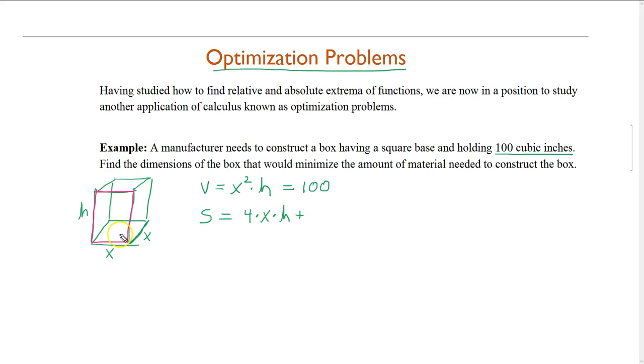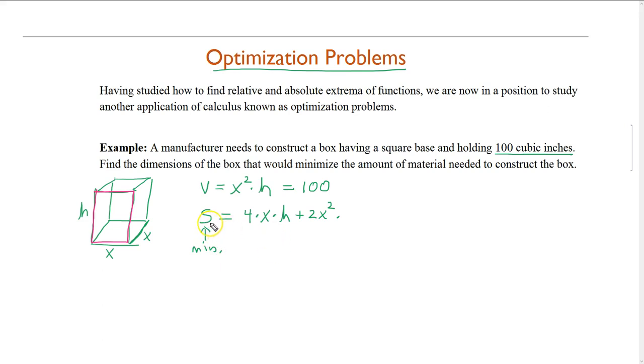Then we have the area of the bottom and the top. Now the bottom, that has dimensions X and X. So the area of the bottom is going to be X squared, and the same for the top. So we're going to have 2X squared. And there's the surface area of our box related back to our variables X and H. Now what we want to do is this. We have to identify, what do we want to minimize? Well, the S is what we want to minimize.